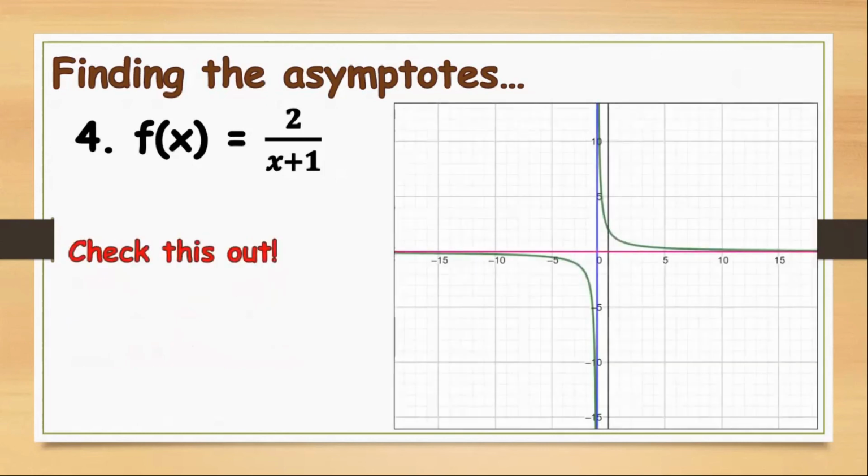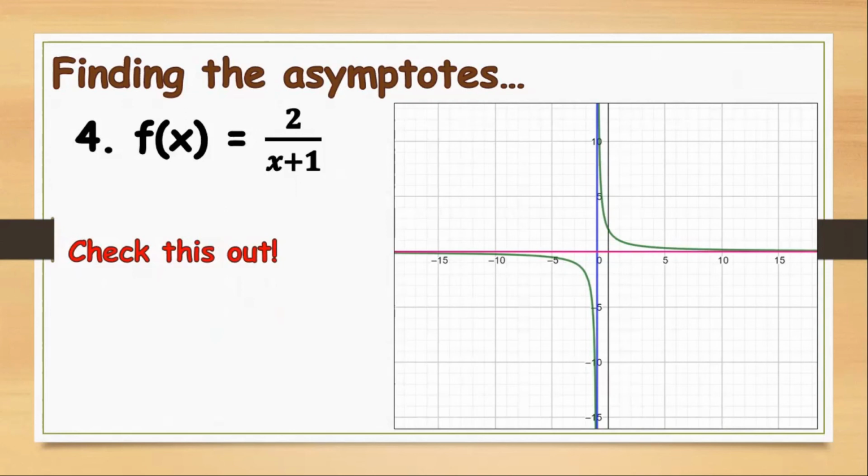Please try to check this out. Your blue line here is the vertical asymptote and it really passes x equals negative 1. And this pink line is the same as your x-axis, and that is your y equals 0.